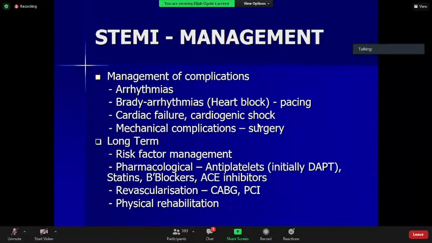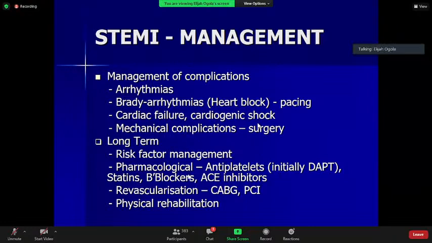So we come then to the management of the complications. If there are arrhythmias, there are various things you can do. We don't have time to go into details. If they have bradyarrhythmias like heart block, pacing may be necessary. If they are in heart failure or cardiogenic shock, there is the necessary treatment. If you have the mechanical complications I talked about, like rupture, etc., then surgery to deal with that.